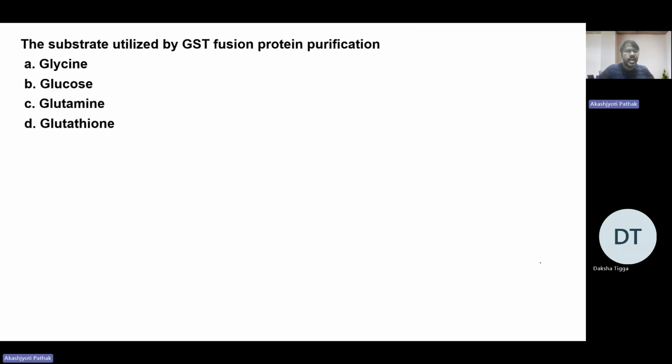Okay, the substrate utilized by GST fusion protein purification is what? It is reduced glutathione. Glutathione is a tripeptide with three amino acids: glycine, cysteine, and glutamic acid. When the cysteine is reduced, existing as SH, that is reduced glutathione. But when this thiol group is oxidized, then it will be oxidized glutathione.